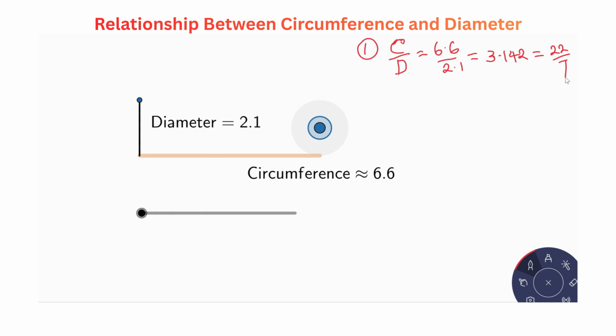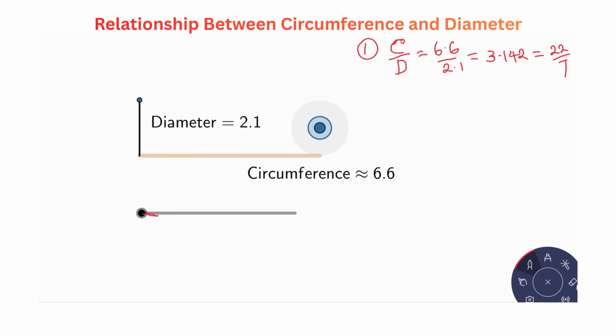So what does this tell us? It tells us that the diameter goes into the circumference 3 full times. Now let's illustrate this one. Our diameter is 2.1 and we want the diameter to go into the circumference. The circumference is the length that went around the circle. Now, you can watch.